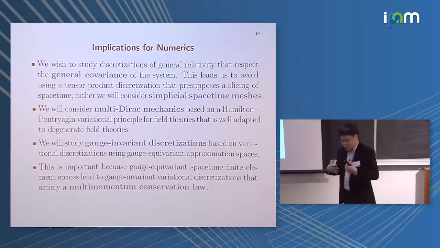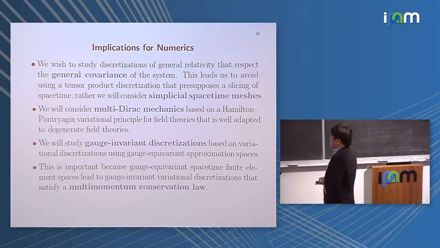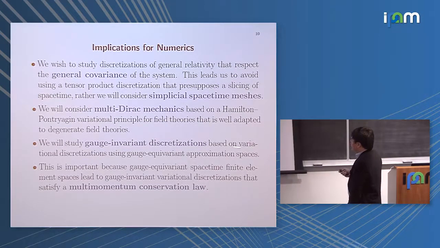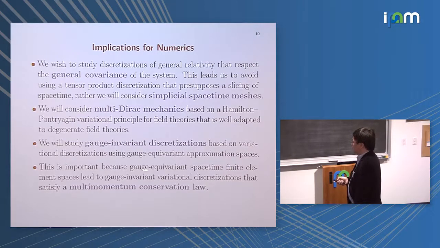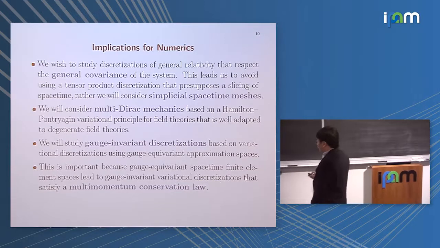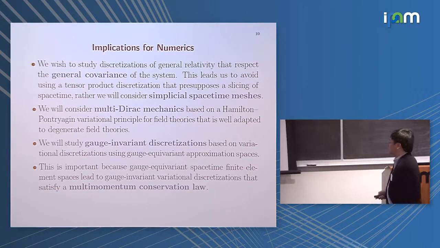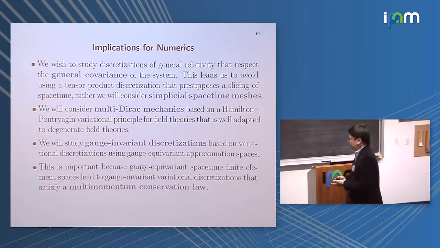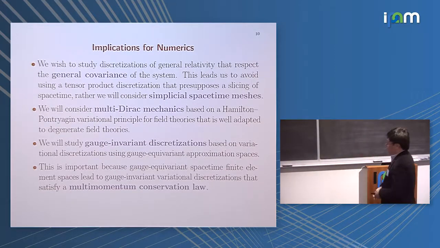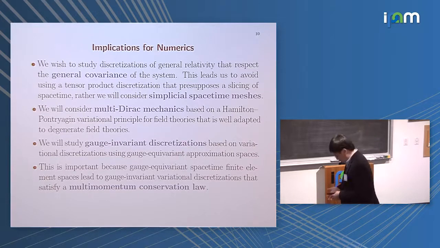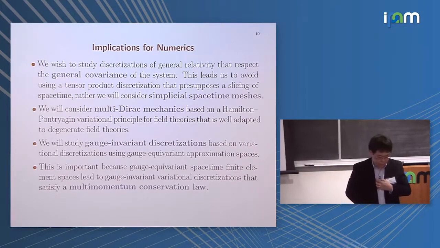But in order to do that, you need to construct the discretization in such a way that it respects the gauge symmetry. So in order to do this, it involves the construction of what we call gauge-equivariant approximation spaces. And these gauge-equivariant space-time finite elements lead to gauge-invariant variational discretizations. And because of the discrete version of Noether's theorem, it satisfies a discrete multi-momentum conservation law. So that's the motivation for why we're approaching discretization in this way. It's perhaps orthogonal to the way things are currently done, but we're interested in trying to build numerical methods which automatically exhibit various conservation laws.